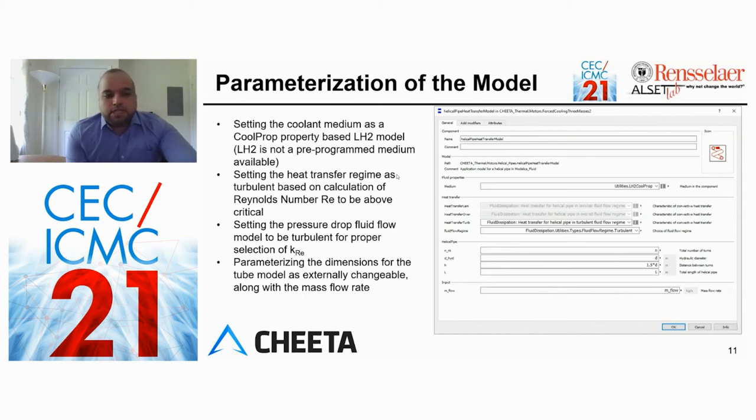The heat transfer flow regime was set to turbulent. That's the third line in the heat transfer section. And the pressure drop regime was also set to turbulent. That's the fourth line in the heat transfer section. The geometric parameters were input using the helical pipe input parameters shown there. And the mass flow rate was also parameterized to be controlled from the outside.